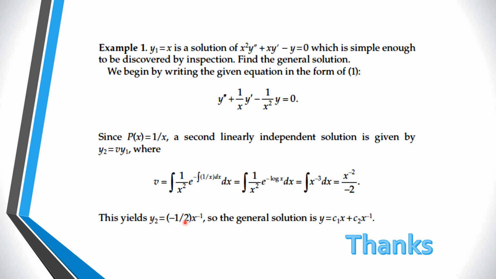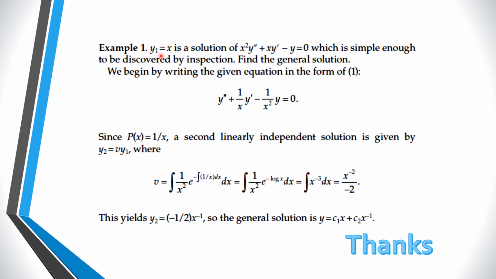It will be minus 1 by 2 x to the power minus 1. One x will be cancelled out with this y1, where y1 is x. So you will get the value of y2, and you have the value of y1. So the general solution will be c1 y1 plus c2 y2, so c1 x plus c2 times this number, and we can absorb this constant into c2. So the general solution will be c1 x plus c2 times 1 over x. In this way we can solve a second order linear differential equation by this method when one solution is given to us.